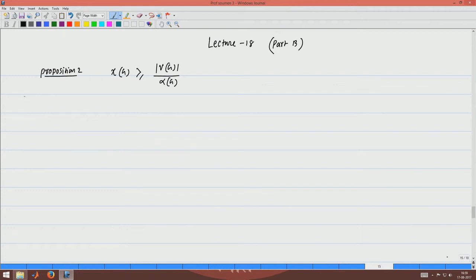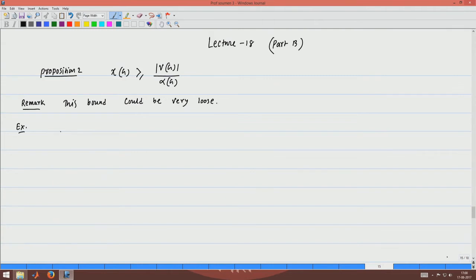Now, one remark. Sometimes this bound works fine, but sometimes it could be very loose also. So this bound could be very loose, and we give an example to support this remark.